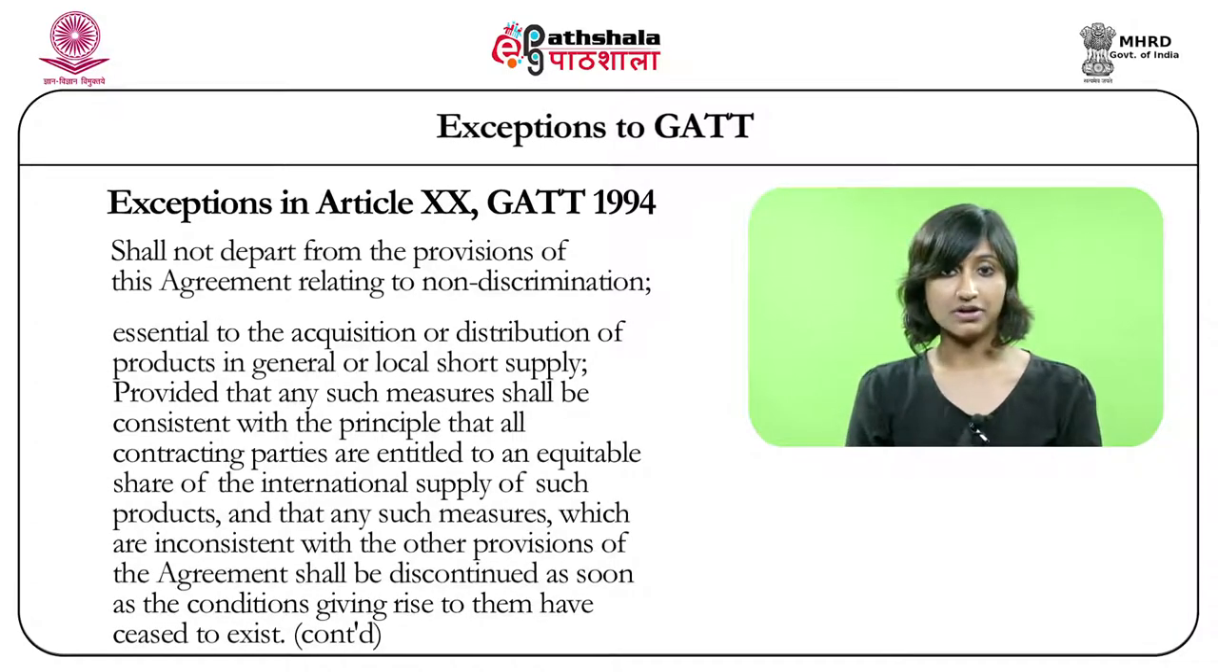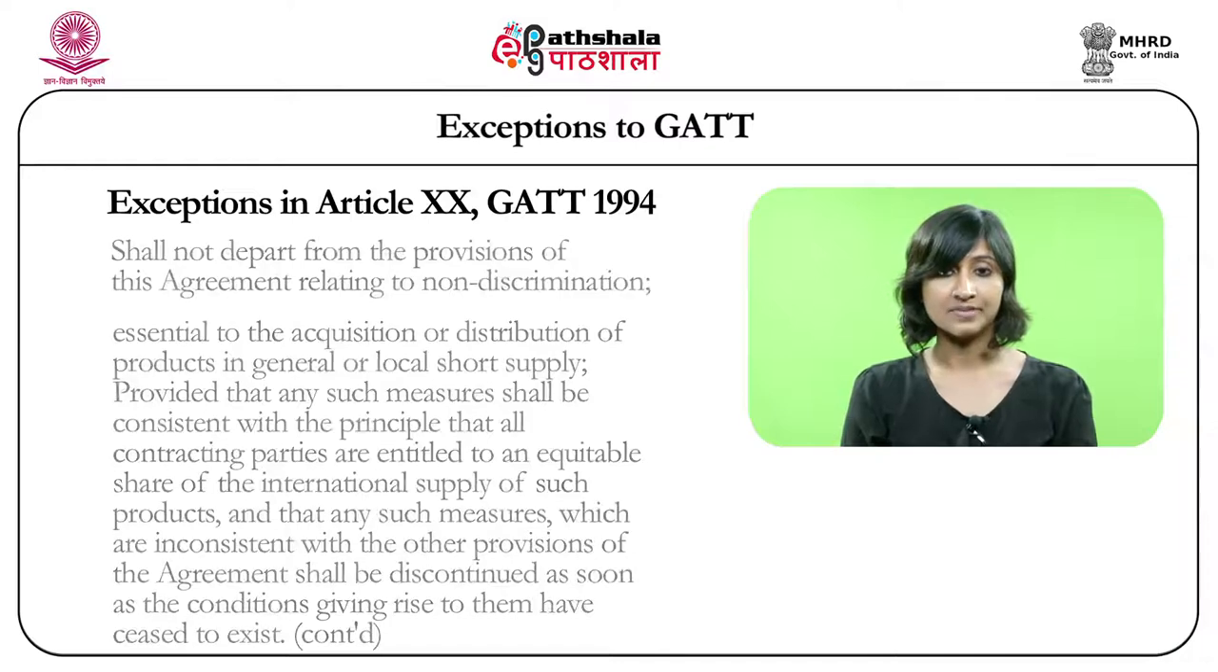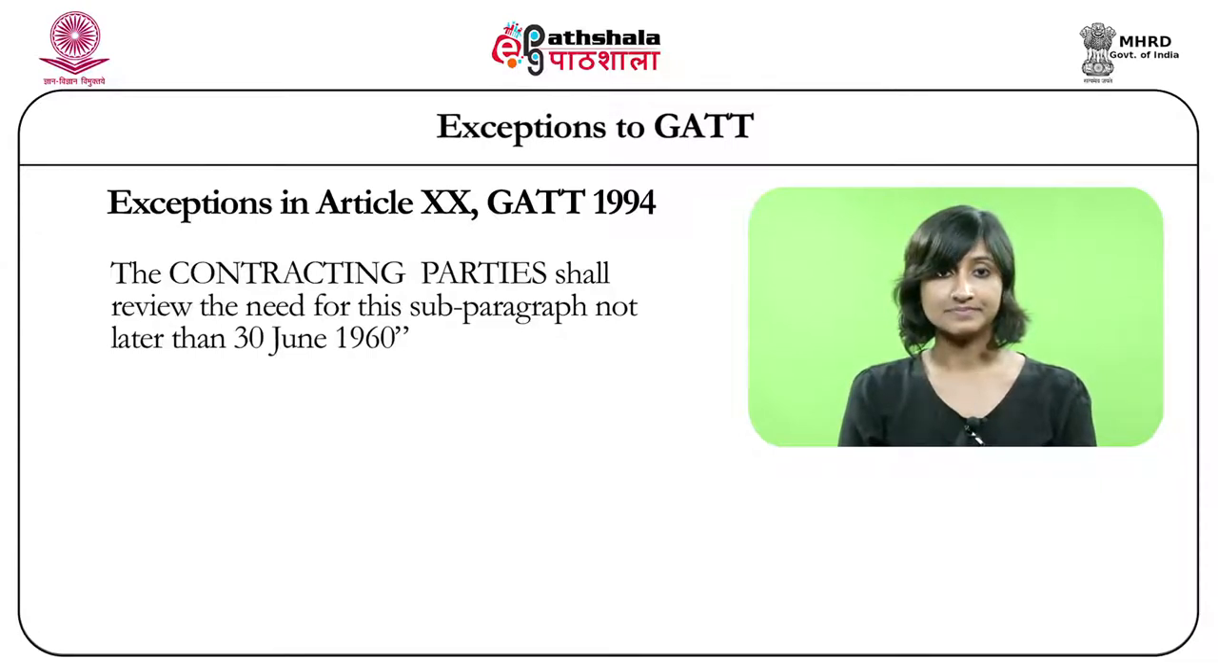J, essential to the acquisition or distribution of products in general or local short supply, provided that any such measure shall be consistent with the principle that all contracting parties are entitled to an equitable share of the international supply of such products, and that any such measures which are inconsistent with the other provisions of the agreement shall be discontinued as soon as the conditions giving rise to them have ceased to exist. The contracting party shall review the need for the subparagraph not later than 30th June 1960.